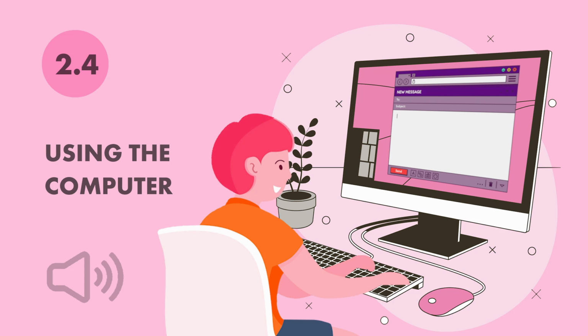Every program has a title bar. It shows the name of the program and is part of the program window. What is a program window? A program window is the box in which the program is shown on screen.